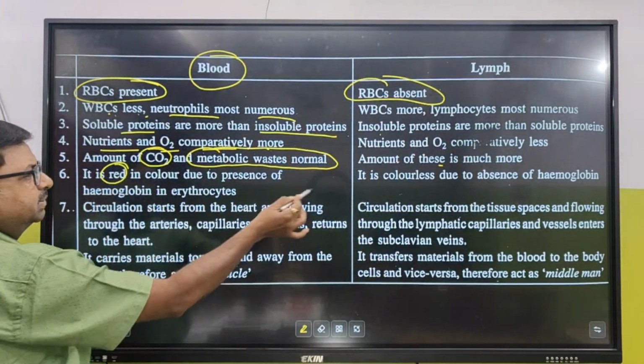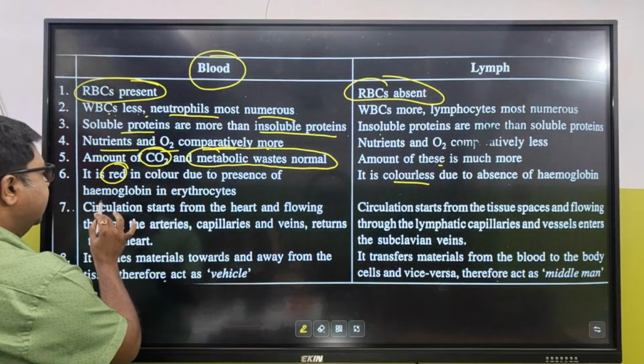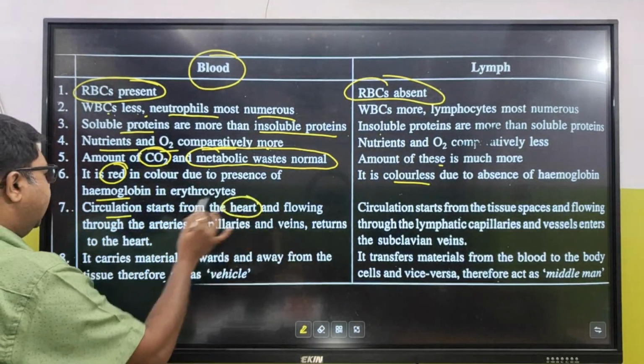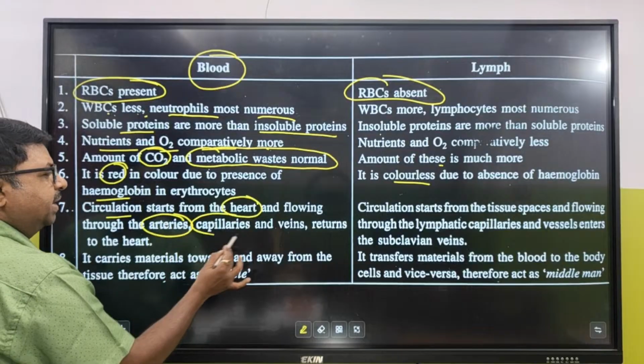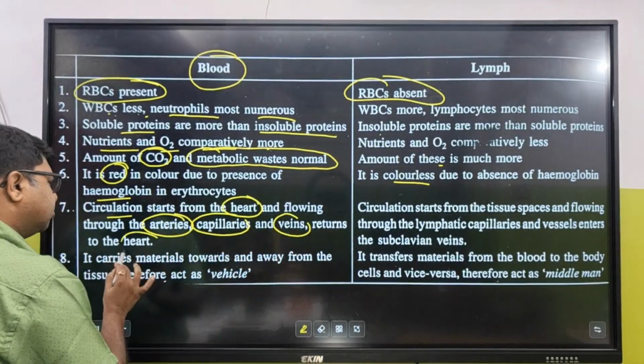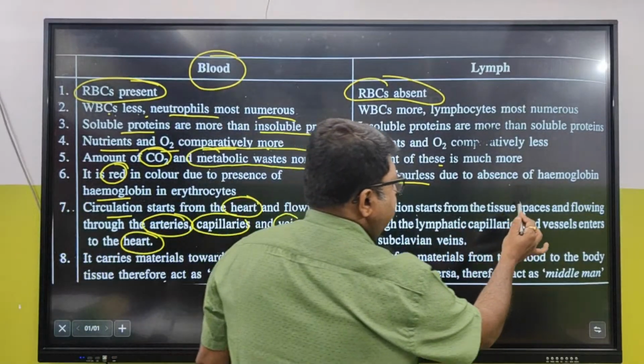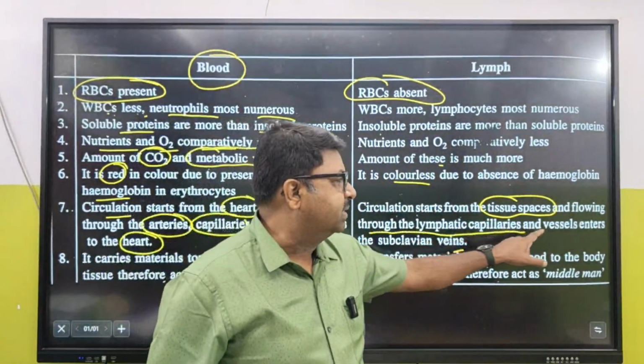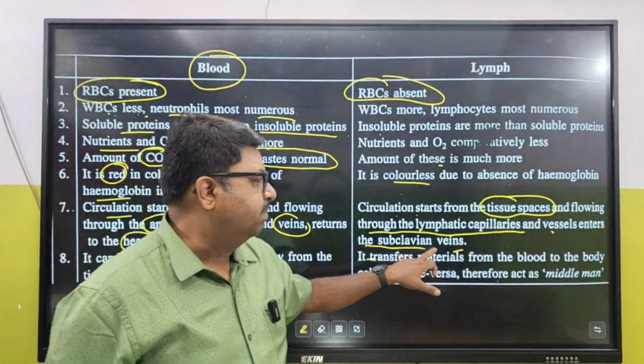Blood is red in color, while lymph is colorless. Why is blood red? Due to the presence of hemoglobin. Blood circulation starts from the heart and, flowing through the arteries, capillaries and veins, returns back to the heart. Lymph circulation starts from the tissue spaces and, flowing through the lymphatic capillaries and vessels, enters the subclavian veins.